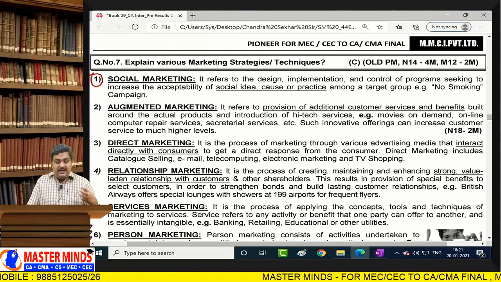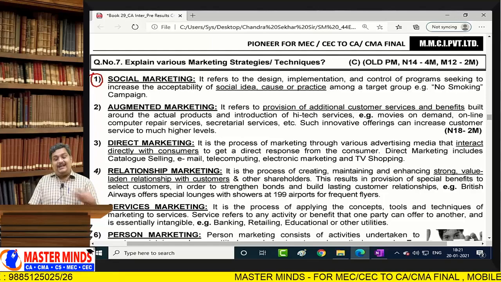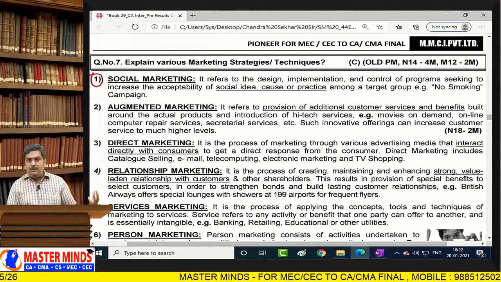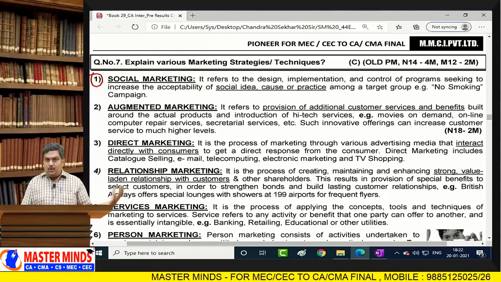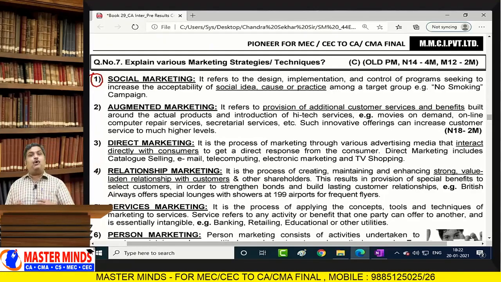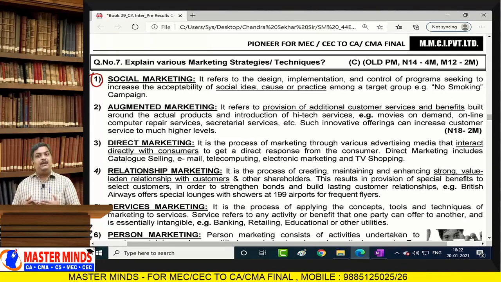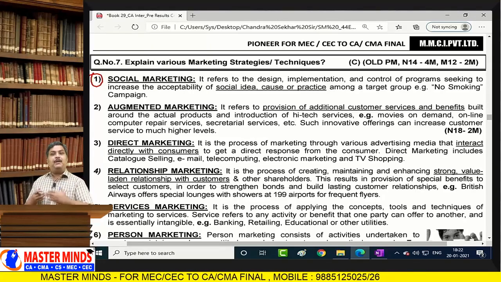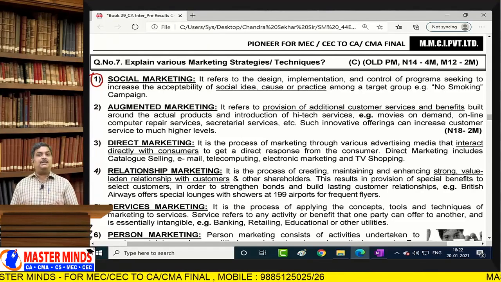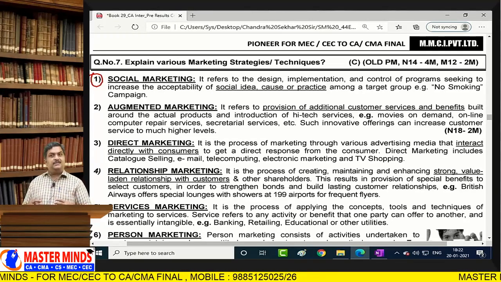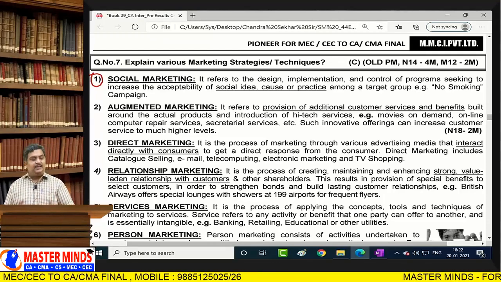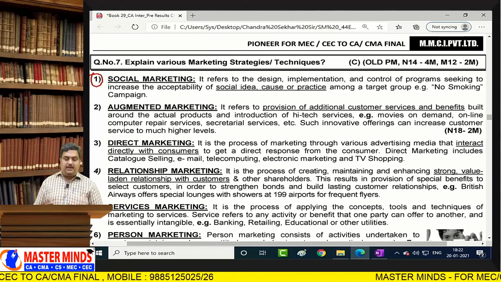Social marketing is mainly done to increase the acceptability of a social idea. No smoking, pulse polio campaign, or COVID-19, or waste disposal. These are all very important social ideas that people need to be educated about. People need to learn, and they need to follow it. So for all these things, the governments and the concerned organizations conduct a lot of promotional activities. All of them are called social marketing.